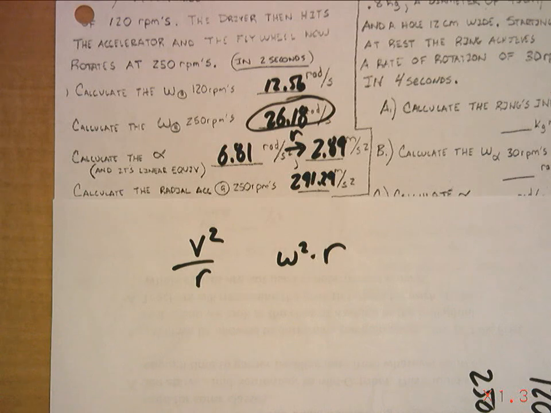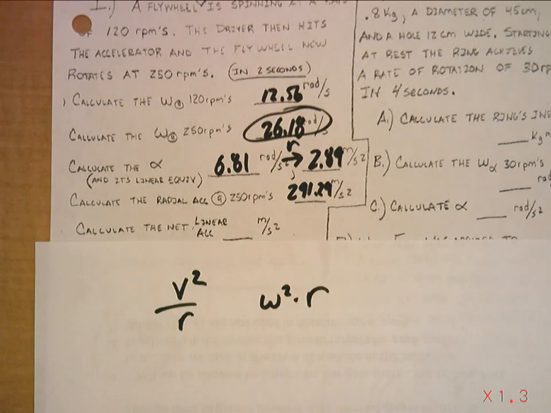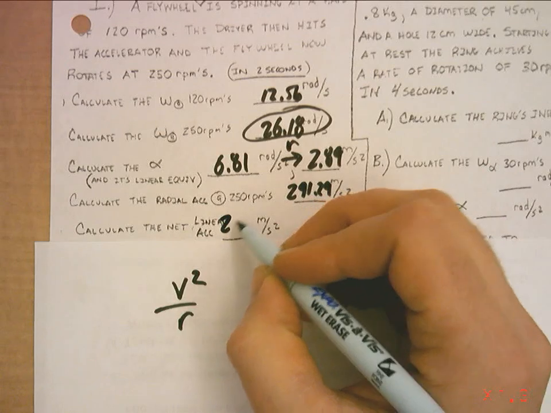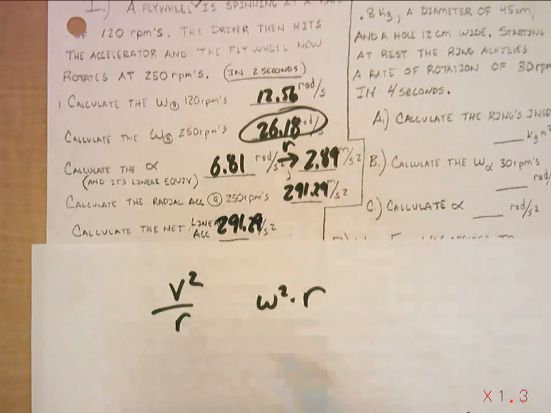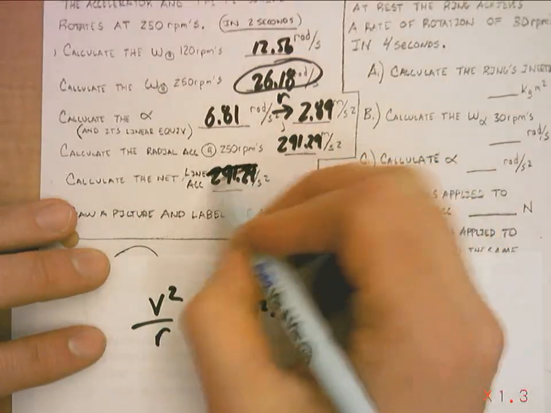It's easy to go from w to v. You just multiply by the radius, and then you could check that as well. So when you do that, you get an answer of 291.29. Oh wait, I already had that written down.